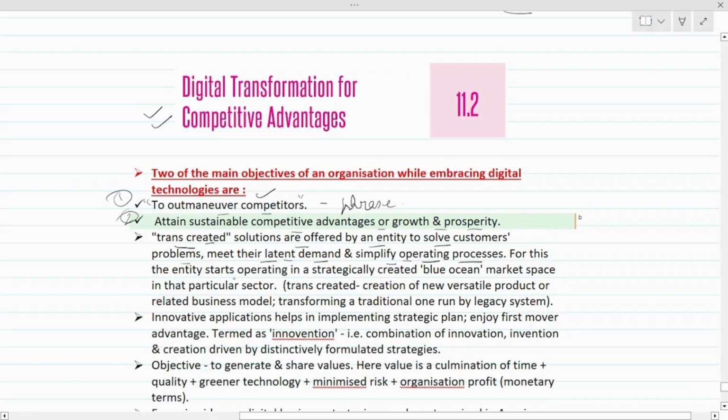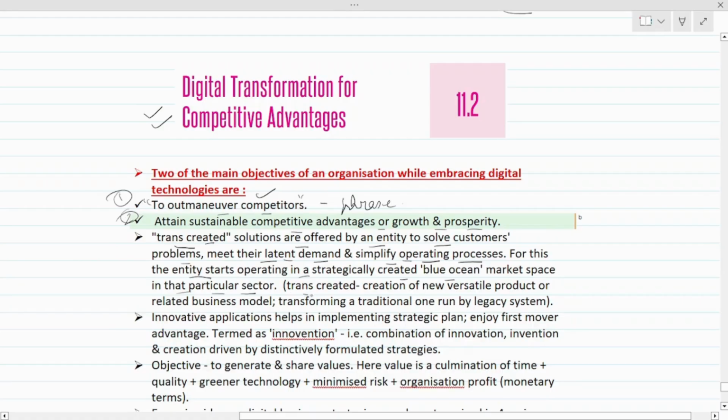For this, the entity starts operating in a strategically created blue ocean marketplace in that particular sector. Right? So what do you mean by a blue ocean marketplace? Blue ocean marketplace simply means creating a new or very uncontested market space. Right? Now the opposite of blue ocean will be red ocean. That means something which is very crowded or an existing market. So blue ocean market space talks about something very innovative in nature.